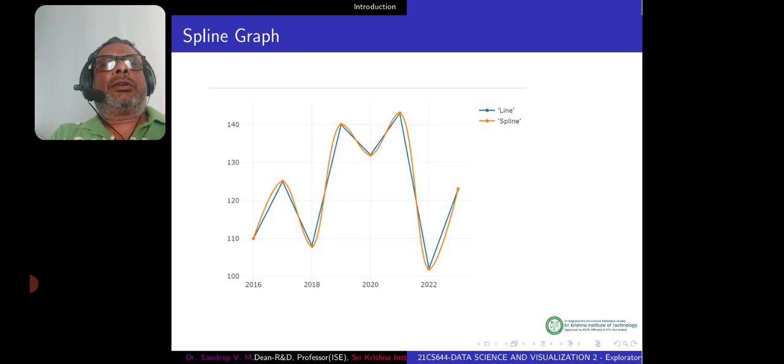Then we can talk about spline data, where instead of lines, we make it a smooth curve. This smooth curve can be represented with one polynomial expression, and that polynomial expression can be used for interpolating or extrapolating the values.